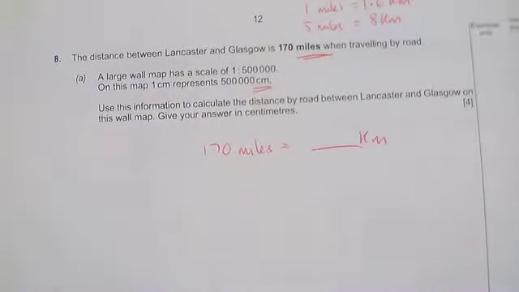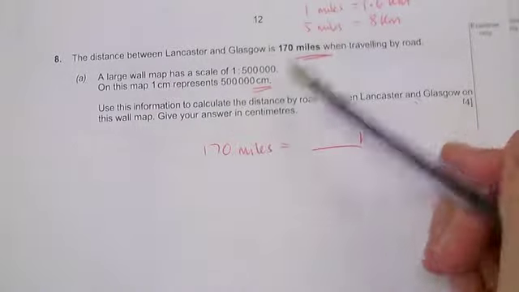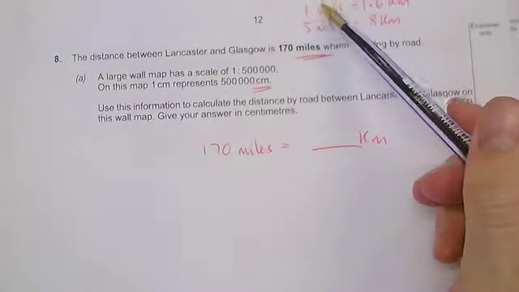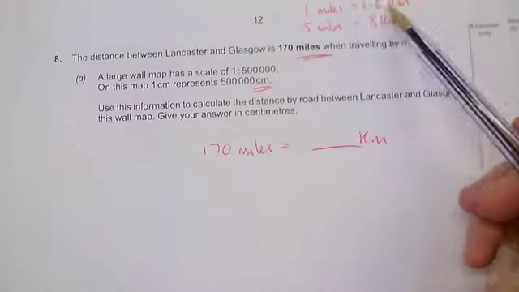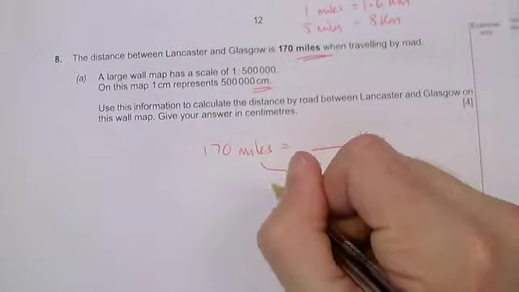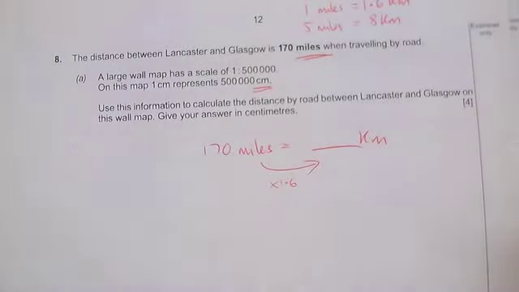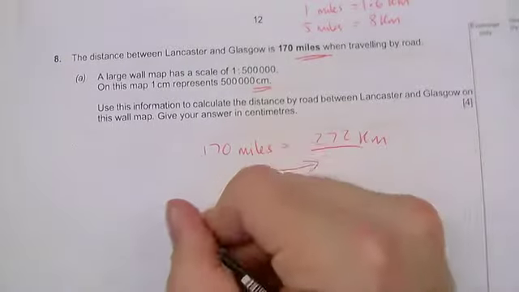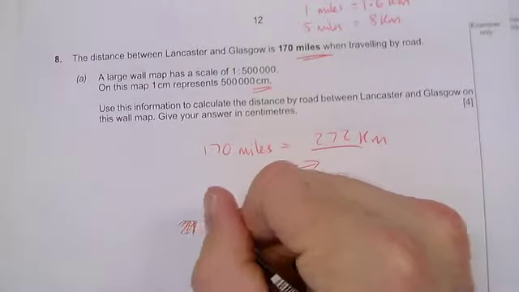Actually, we've got two options here. I can either say how many 5s go into 170 by dividing by 5, or I can just say you times your miles by 1.6. Which one do you want to do? Times by 1.6, probably quicker. Someone help me out. 272. So it's 272 kilometres.